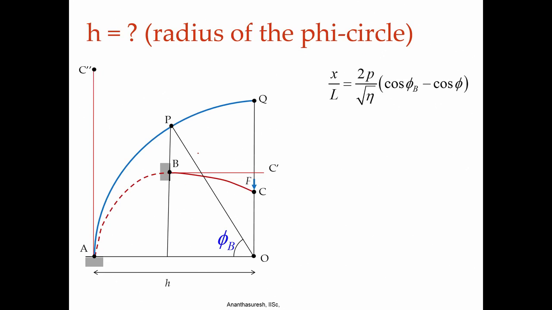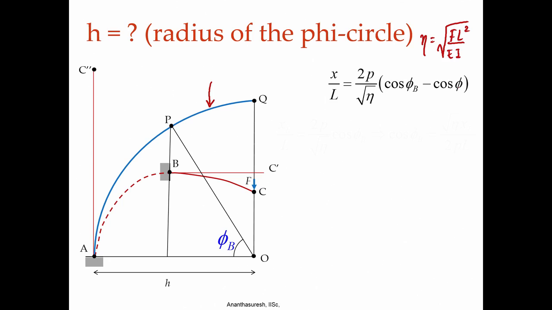Okay. Now, what about this h? We have not talked about that yet. So, what is the radius of this quarter of a circle that we have? What is that h? That h can be interpreted by knowing that x by L, from the previous slide where we discussed, is 2 p by eta. Again, eta is a non-dimensional number, that is square root of F L square by E I, times cosine phi b minus cosine phi. Okay. That is a general one.